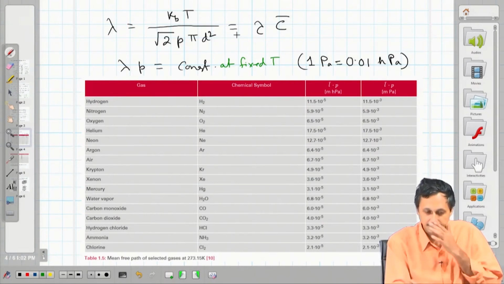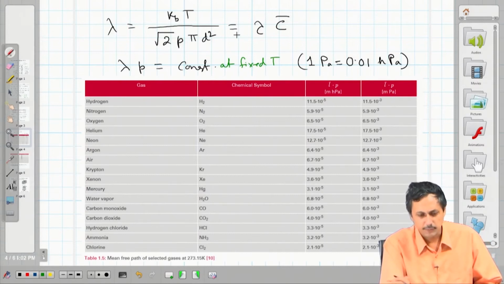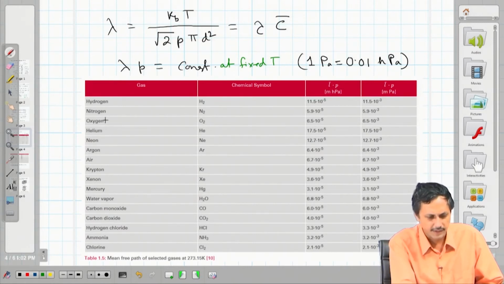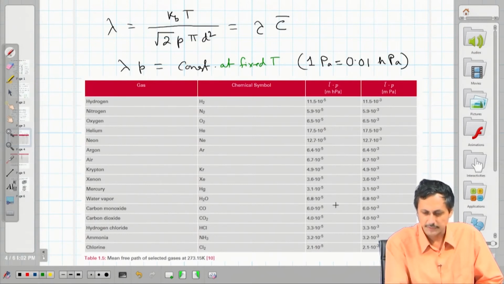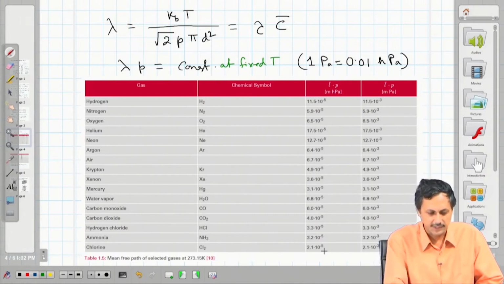Now, these are some data measured at atmospheric pressure. Unfortunately, I cannot find these values in pure length units, but they are given as L into P units. And you see, for hydrogen, nitrogen, oxygen, helium, neon, even water vapor, everything is given in this particular unit. So, these are some real data.